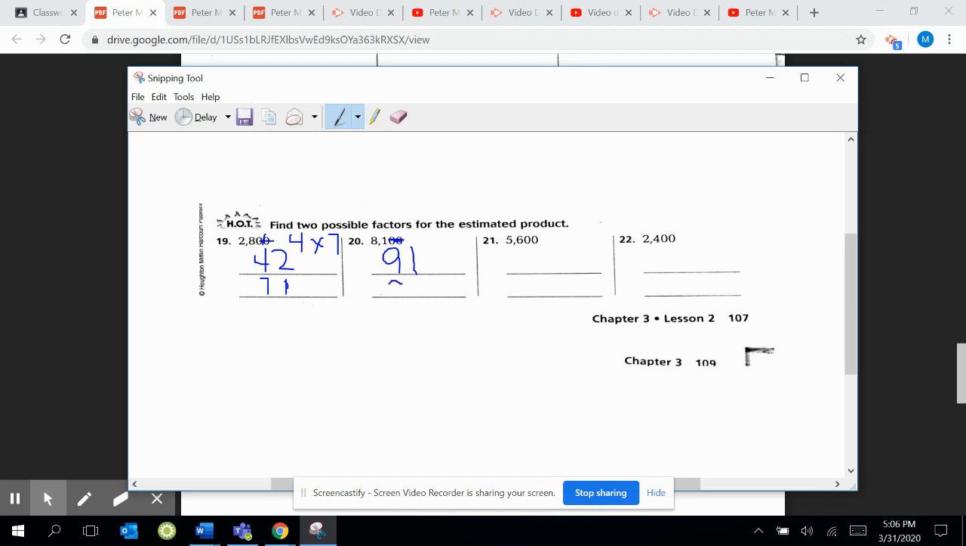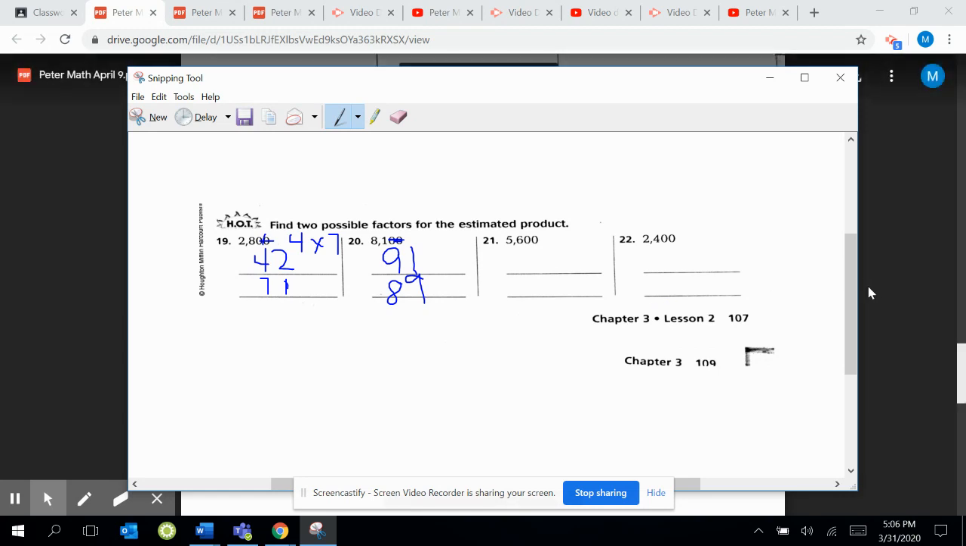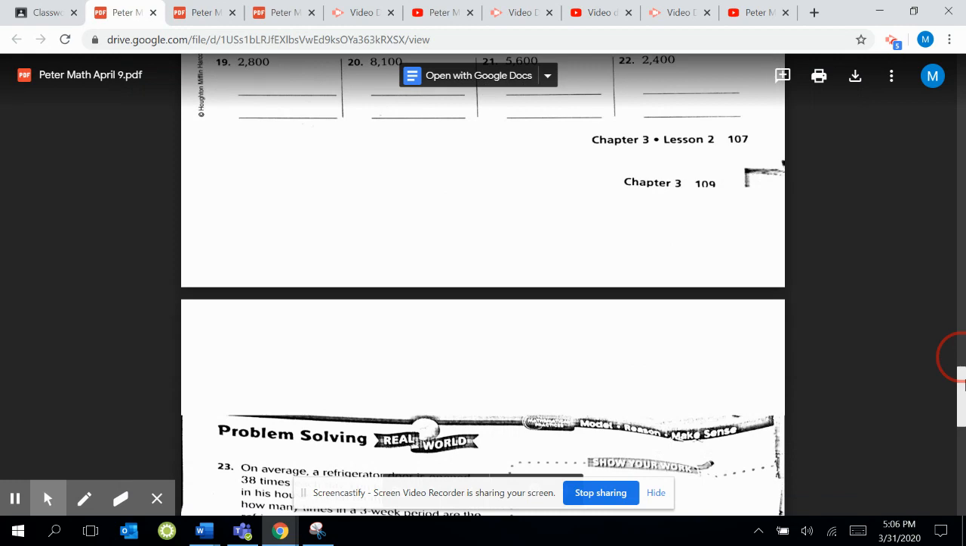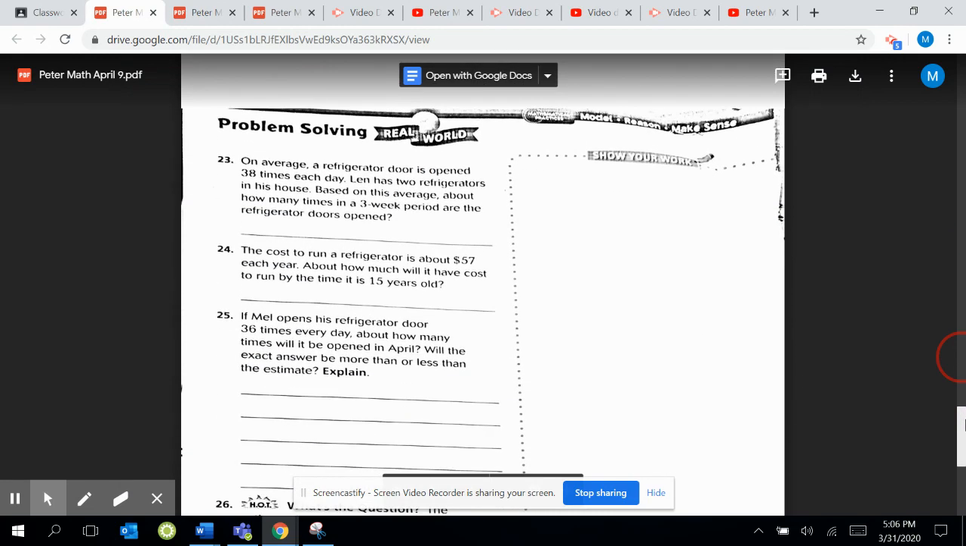And I could also do 89, and that would round up to 90. And so then we'd have, when we round, we'd have 90 times 90. That would equal this. I hope you understand how to do that. I want to leave the others for you to do. So let's just continue to look at your page here.